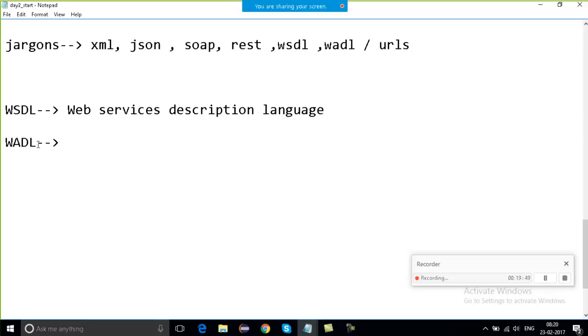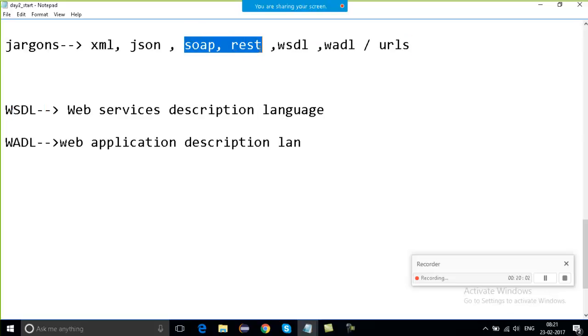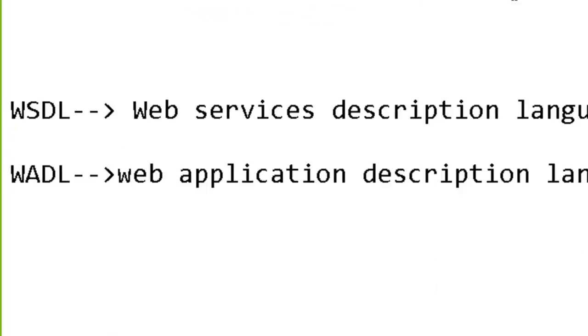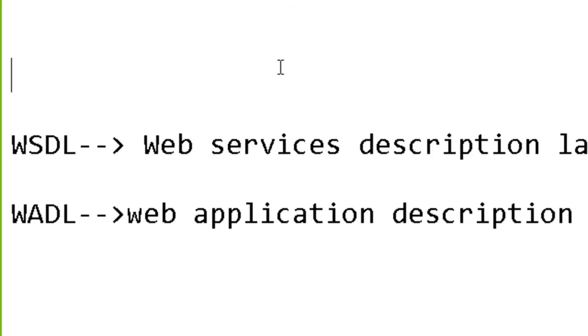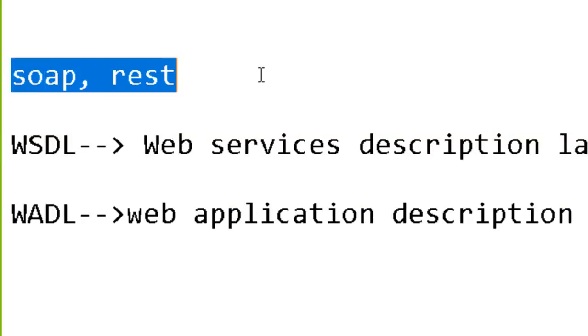And what is the meaning of WADL? It is Web Application Description Language. Okay, so let's see how these are concerned with SOAP and REST. I hope now it's clear. WSDL and WADL are concerned with SOAP and REST only. On the basis of these two only, I'm going to decide if it is SOAP or if it is REST.